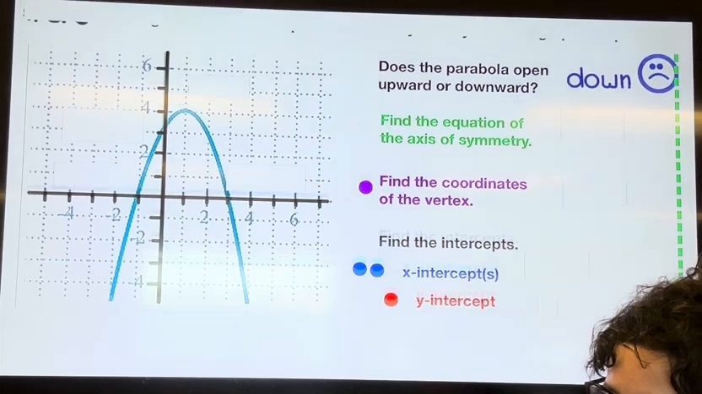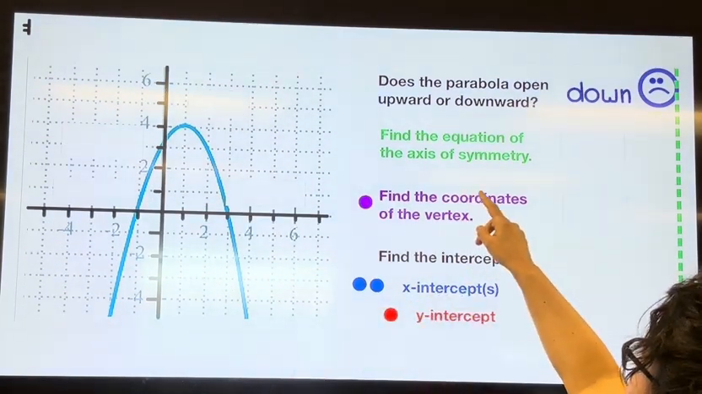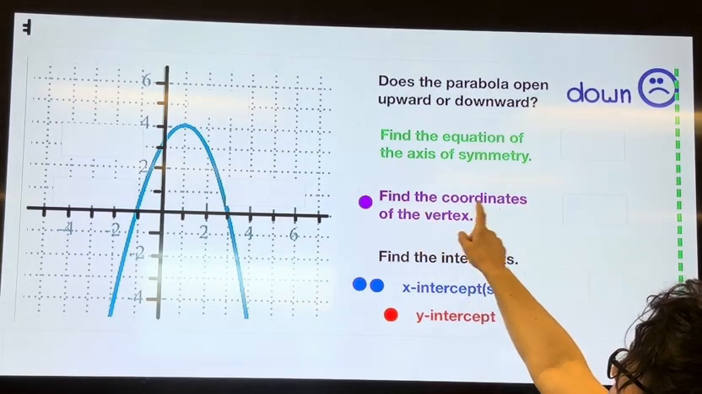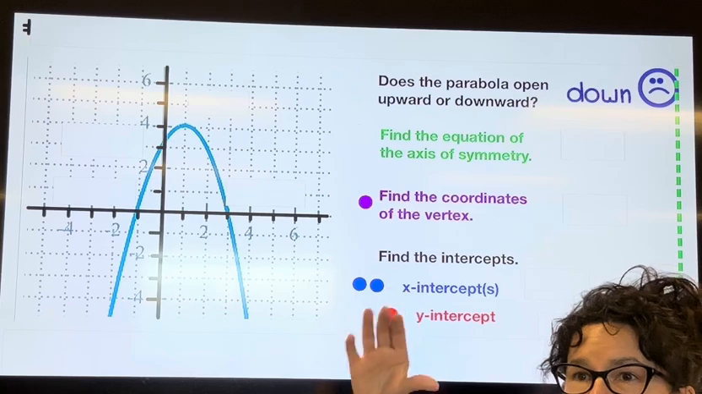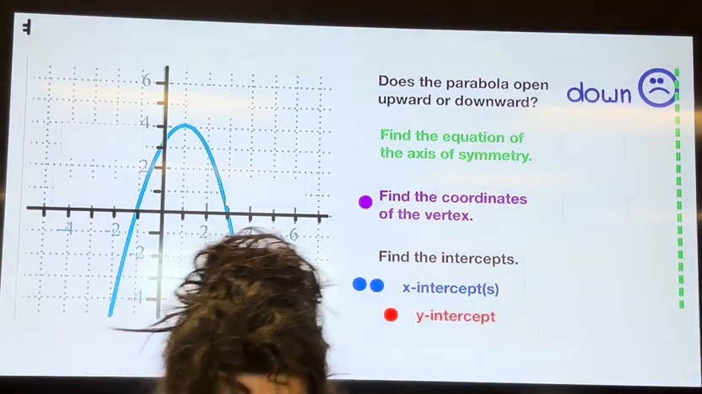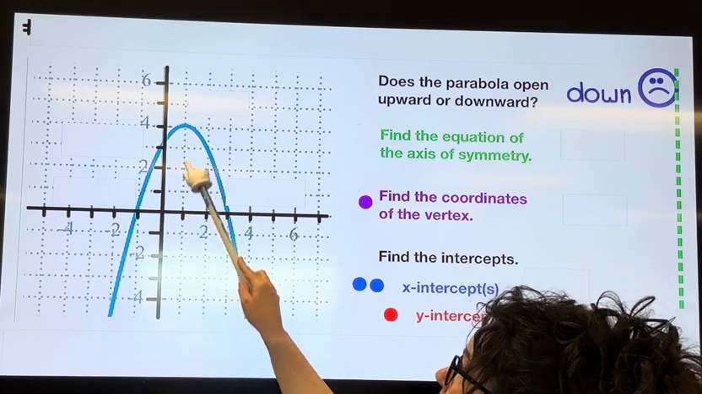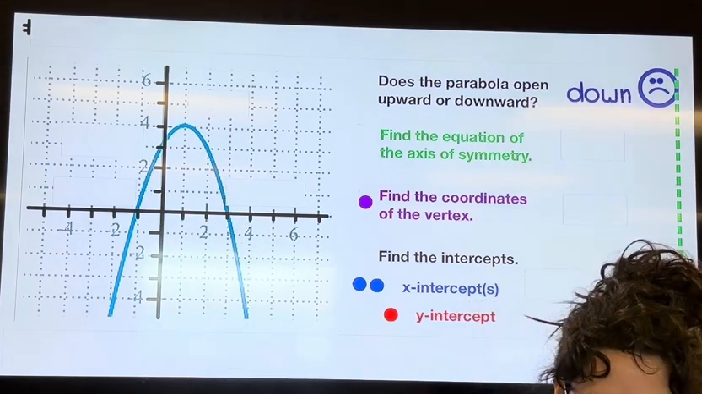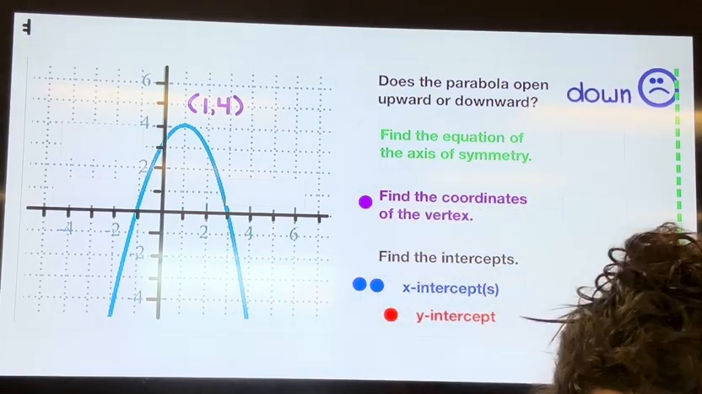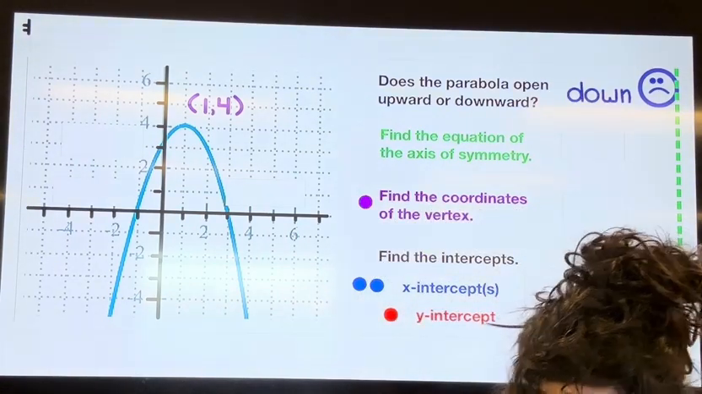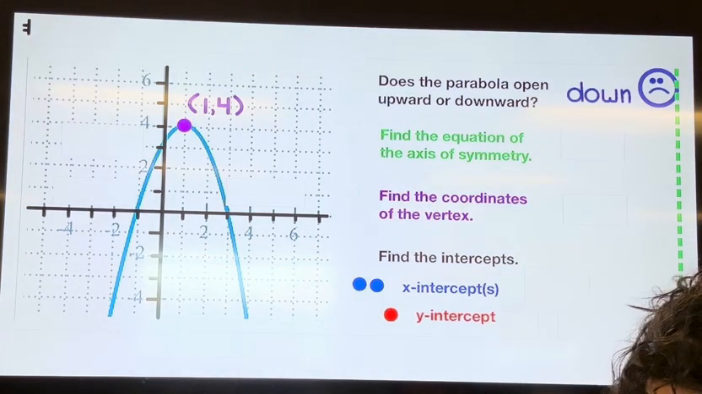And then the next thing is, we're going to skip that one for a second. Find the coordinates of the vertex. So the top of the parabola or the bottom of the parabola is the vertex. So that's right there. That's right 1, up 4. Okay, so our key point there at the top, and I'll go ahead and just highlight that, is 1, 4.